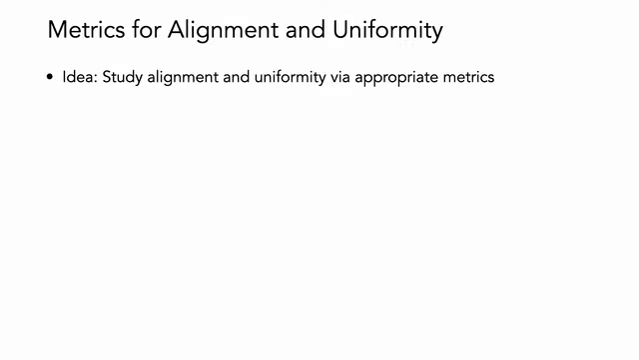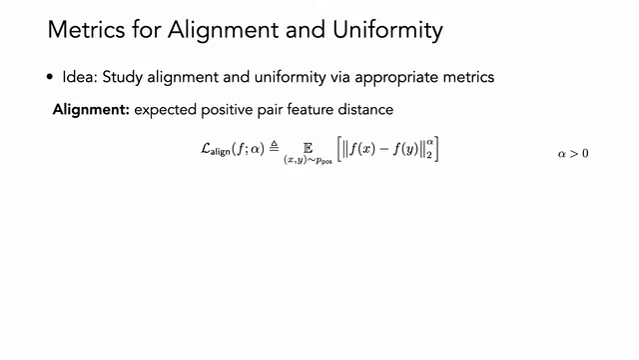So how can we quantify this? The idea is that you might want to explicitly be able to study alignment and uniformity, so things being close together and things being spread apart, using metrics. We want a way to quantify how aligned or how uniform a representation is. So for alignment, we just do something like looking at the expectation over the distance between features for positive pairs. This is pretty intuitive: my alignment metric is how far apart I think any two positive examples are going to be in expectation.